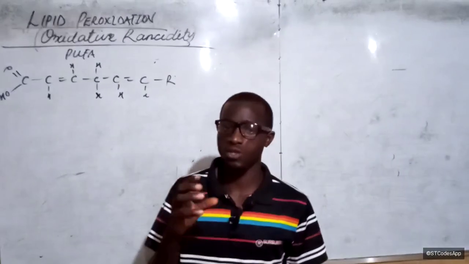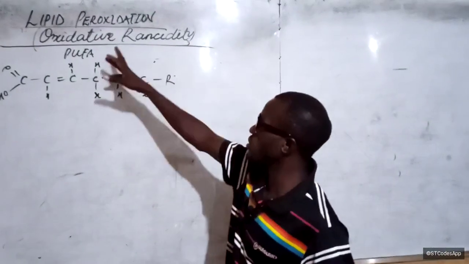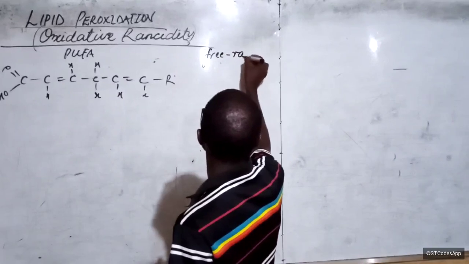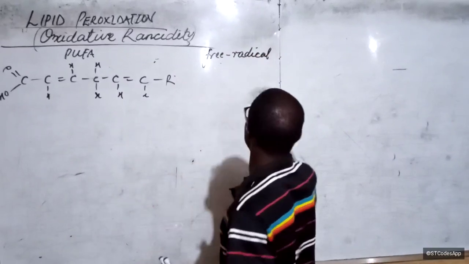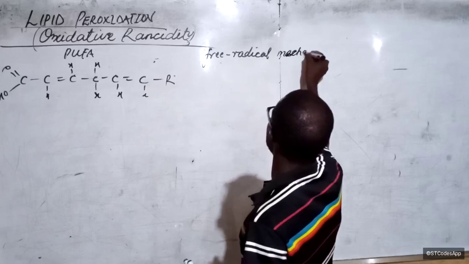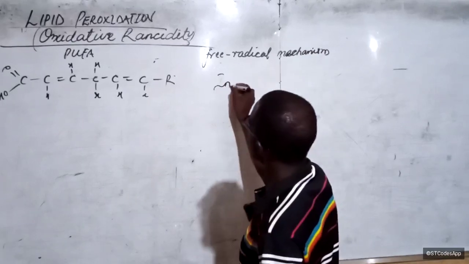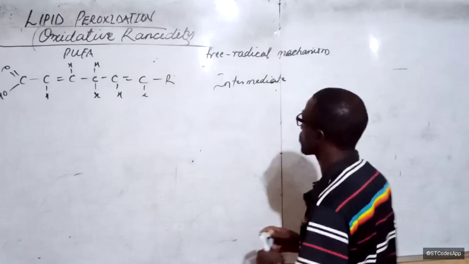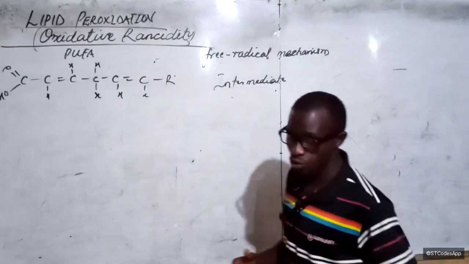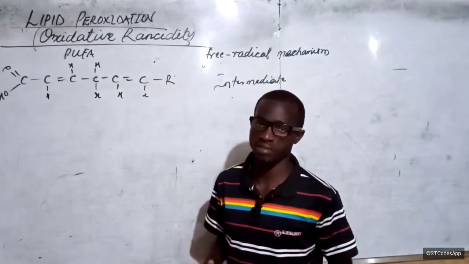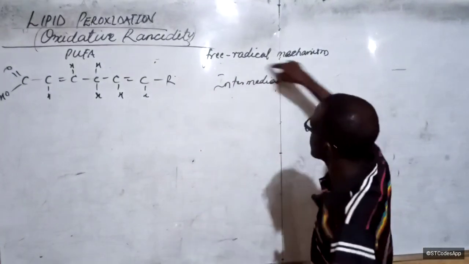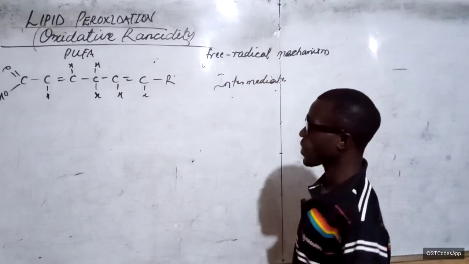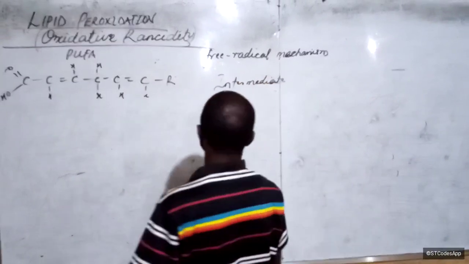But first, we should know that lipid peroxidation or oxidative rancidity takes place by what we call a free radical mechanism. It means that we are going to have an intermediate stage that will form a free radical, and free radicals are very, very reactive. So there is going to be an intermediate step where we form a free radical, which is highly reactive, and the entire process takes place in three steps.